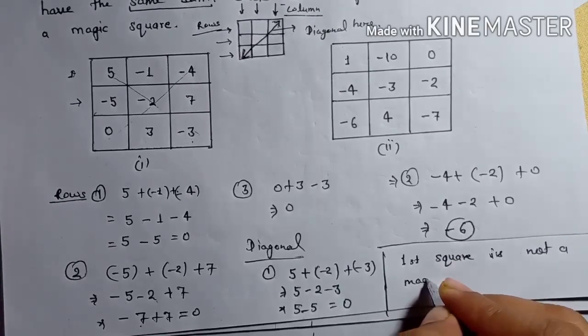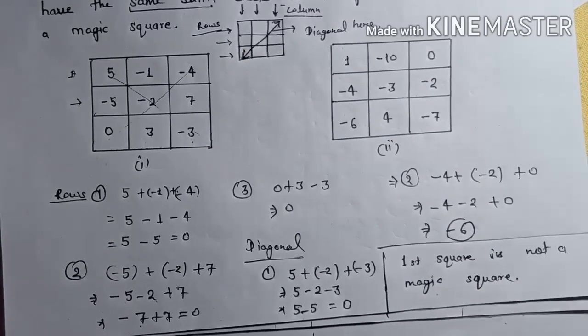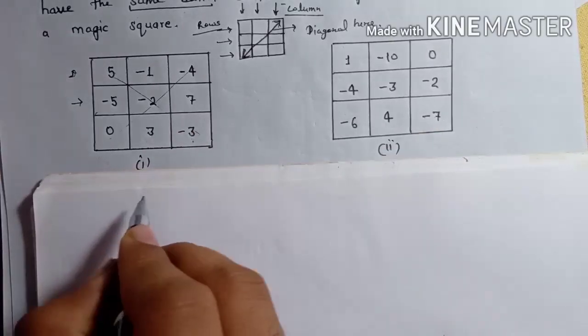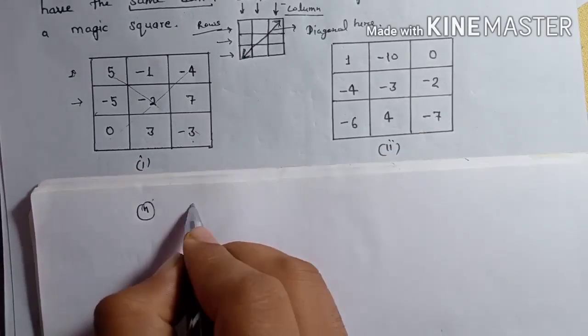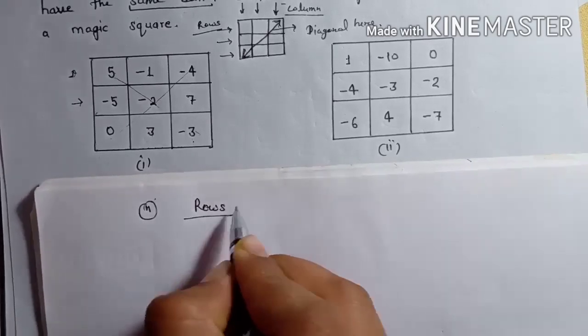Not a magic square. What about the second magic square? Let's check it. Add all the rows first.